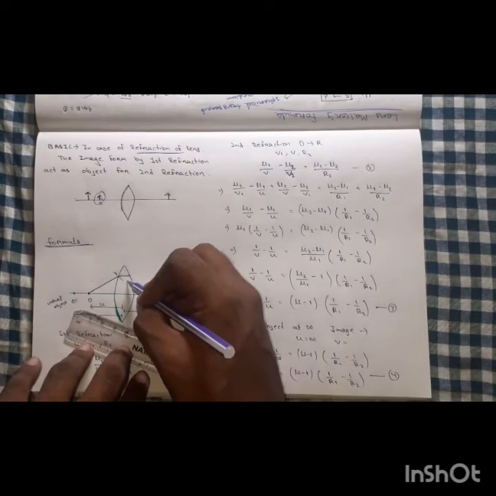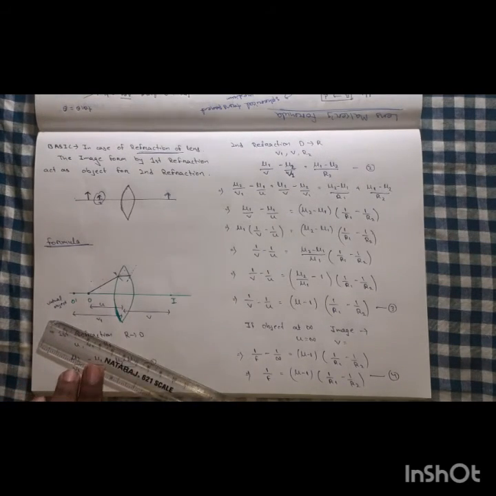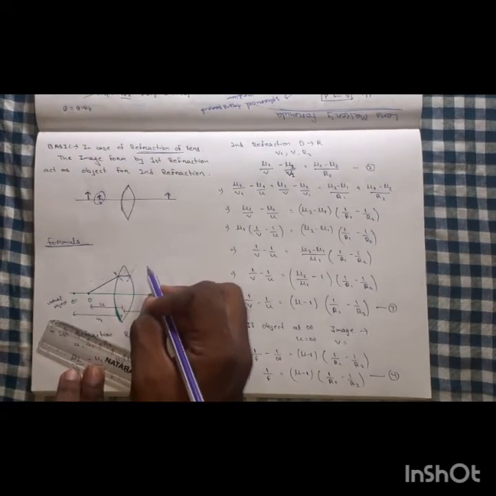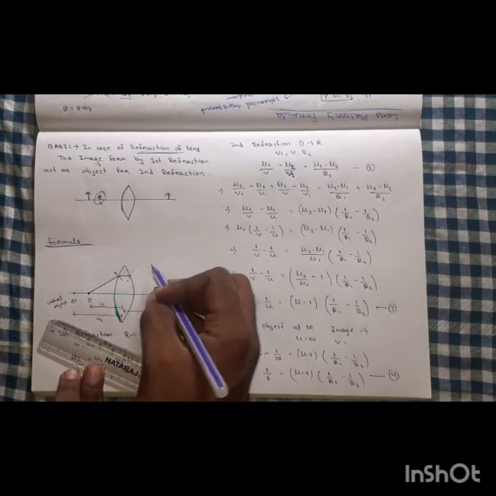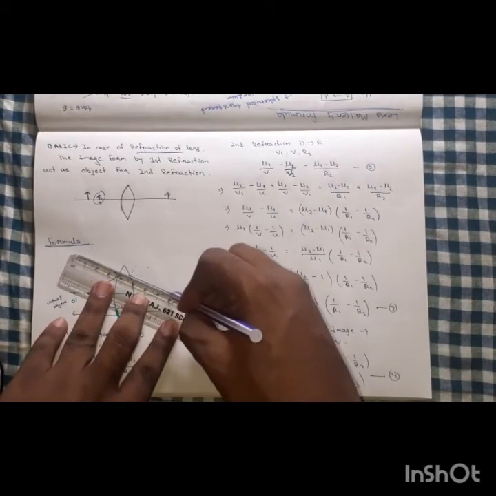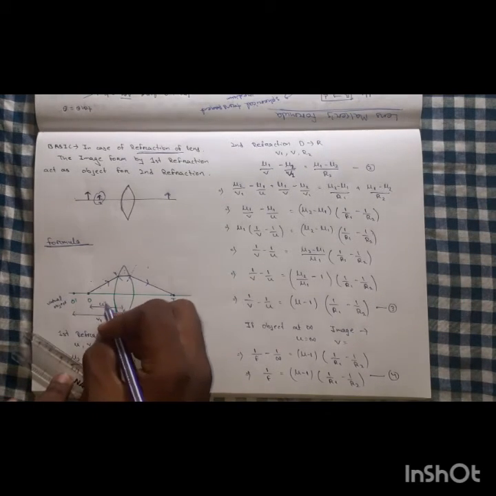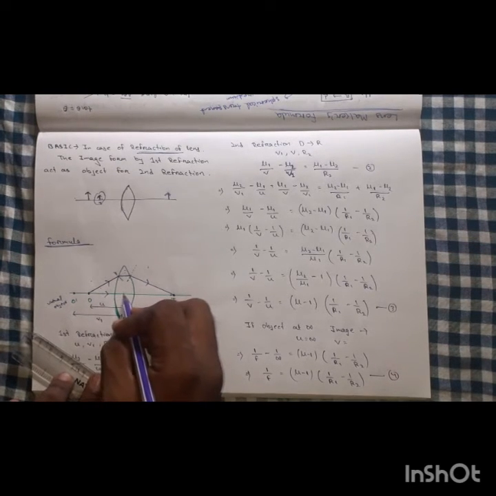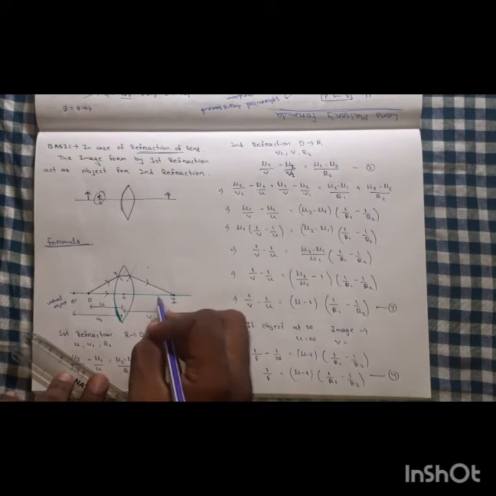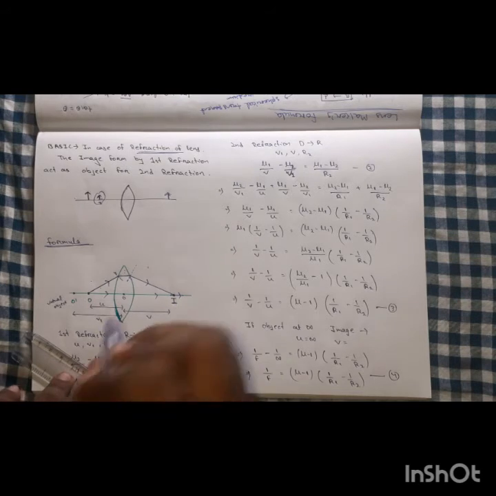Then here will be another normal for this surface. When light travels from denser to rarer medium, it bends away from the normal, so it will go away from the normal and meet at a point. It is the first ray. Then what will be the second ray? The second ray is this. When the light ray travels through the optical center, there is no deviation, and at this point the two rays meet, and so the image is formed here.